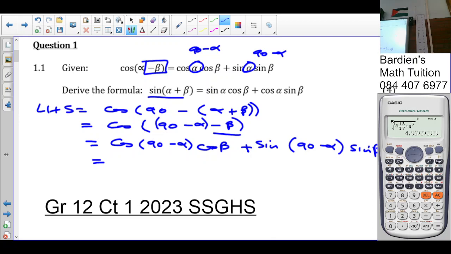So 90 minus takes us to the second quadrant, cos is positive, however it changes to sine alpha cos beta. 90 minus in the first quadrant, so it will be plus, sine changes to cos alpha sine beta. That gets you 4 marks.